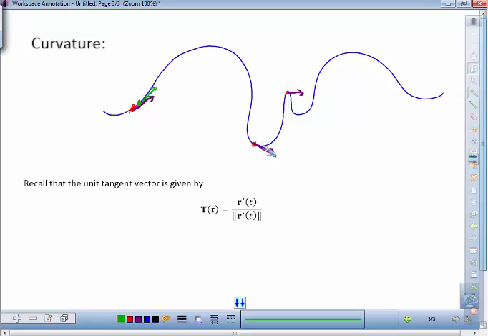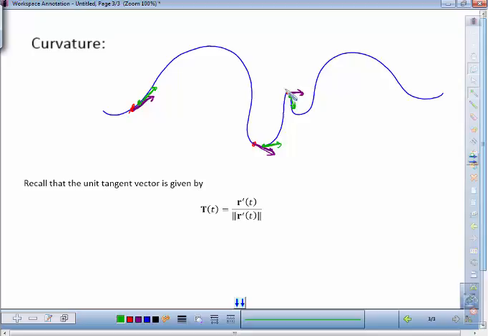How about this one? If we go a little bit off of this tangent vector, it's moving a little bit more, right? It has a little bit more change. And then this one over here has a larger change.